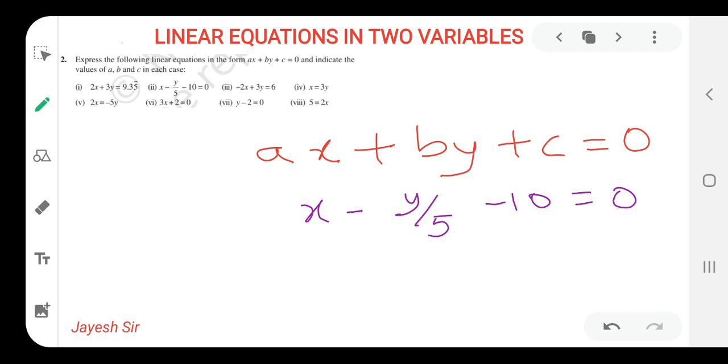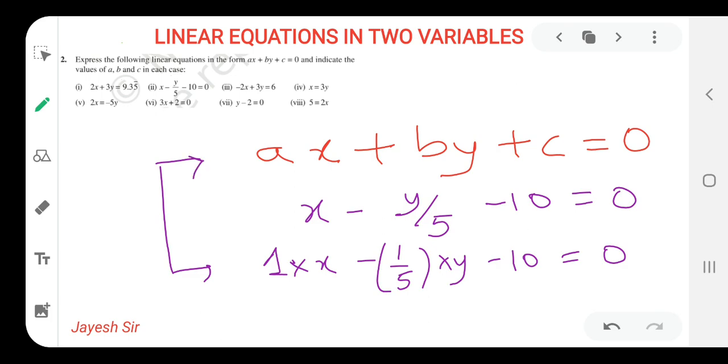The change we can see is after rearranging. x could be written as 1 into x, 1 multiplied by x, so that we can directly find the value. y by 5 can be written as 1 by 5 into y, and minus 10 can be written as it is. Now you can easily compare this equation and this equation, and you can easily find the values of a, b and c over here.